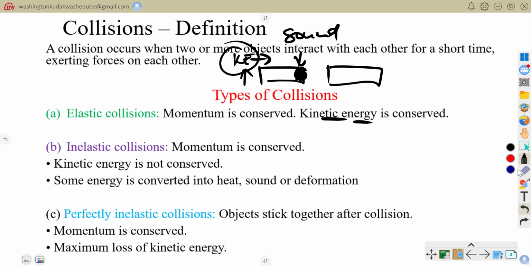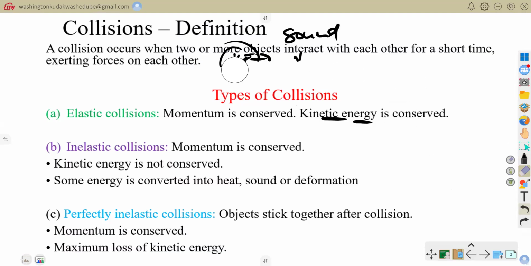So whenever there is a collision and we get to hear some sound, maybe a loud bang, or there is a change in shape, just get to know that that is an inelastic collision. Why? Because the total kinetic energy will not be conserved. But for all our collisions, total momentum would be conserved.